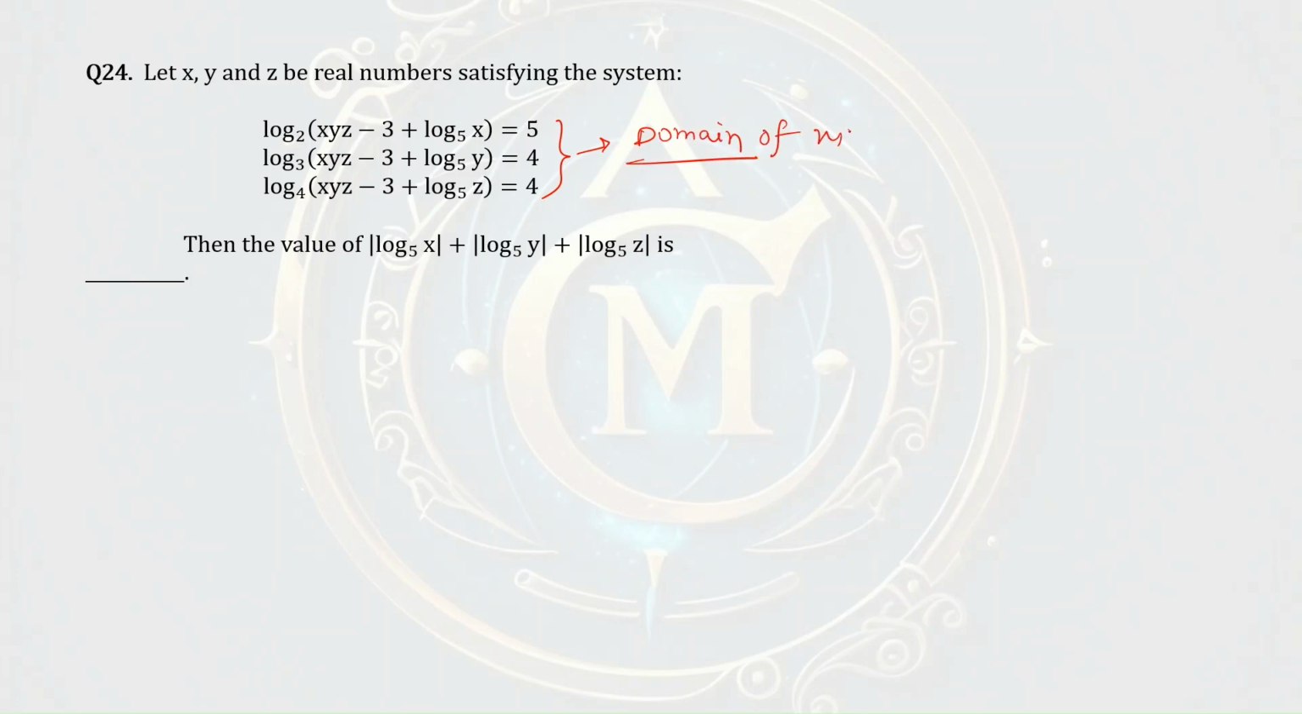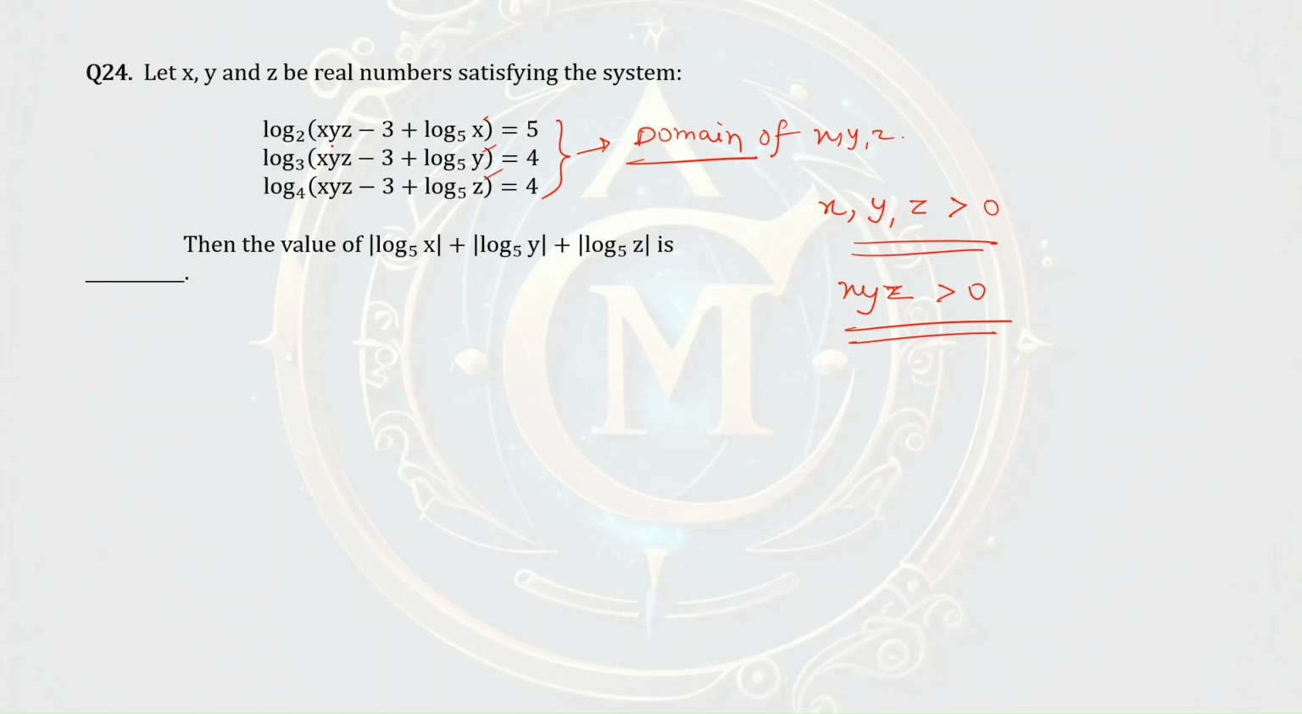Domain of x, y and z. As x, y and z are fitted inside the logarithmic function, x, y and z should all be greater than 0. This is the domain. That means their product should also be greater than 0.